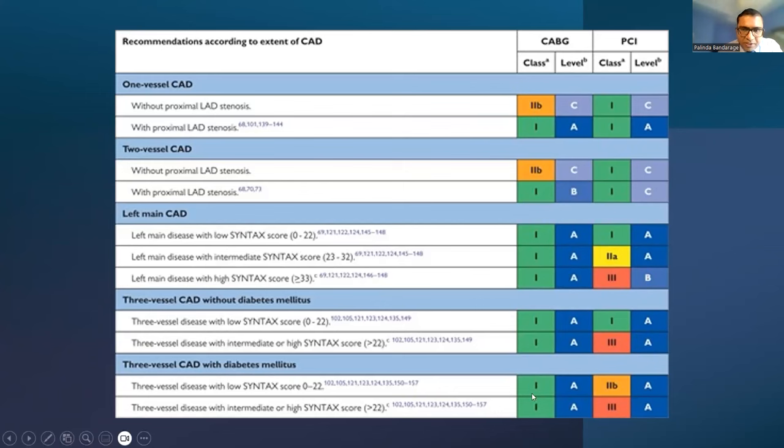So CABG, from that point onwards, is a class one indication with level A evidence. And especially for diabetics, when there's three vessel disease, because they have diffuse disease, CABG is again the best option. PCI still has a place, but in some instances you would see that there's class three or severe disease, and CABG is prioritized for these kinds of patients. But there are some instances where the patient is unable to undergo CABG, and in those instances we discuss and offer them the best possible treatment.